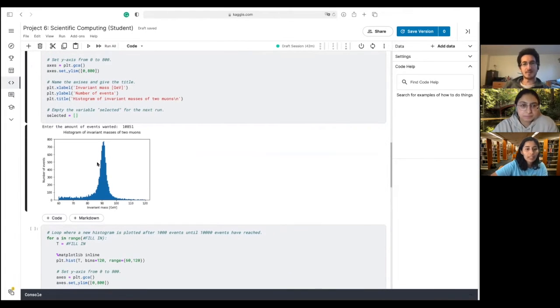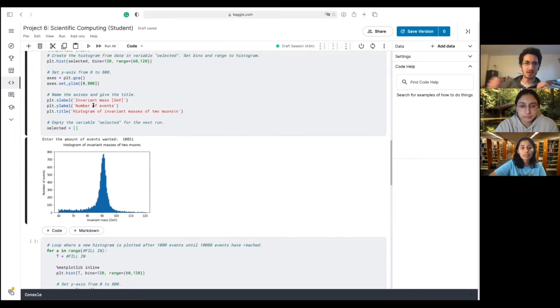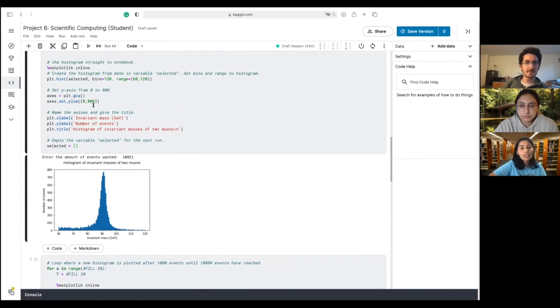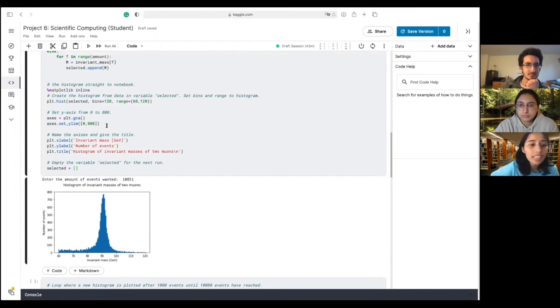So Archana, can you describe a little bit more what each of the events is? Is that what each of the events is kind of describing? Yeah, so basically it's a particle decay.